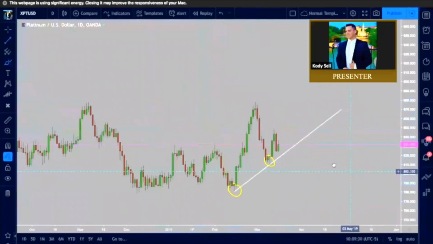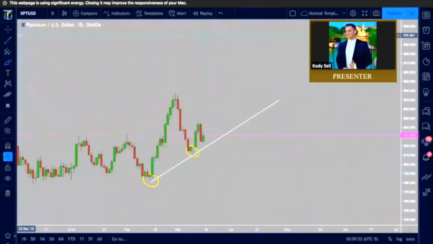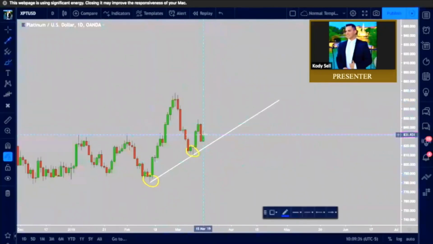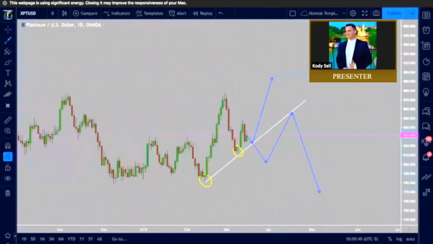That's simple. All right. What are we looking to do with this trend line? We either want price to come back so that we can buy, or if price breaks this, we want to see it come back up to test it as resistance and then sell off. All right. It's that simple.